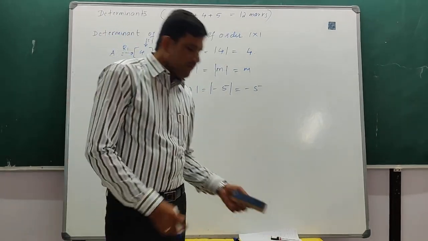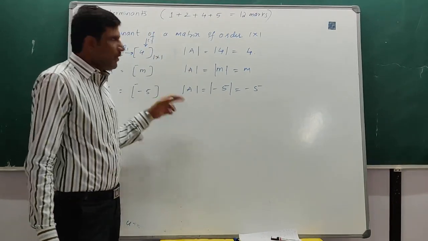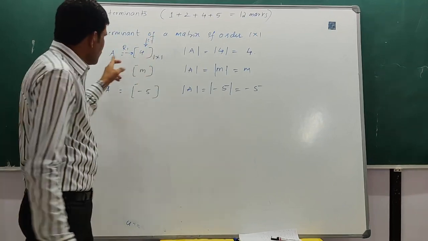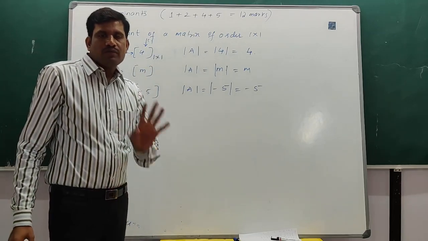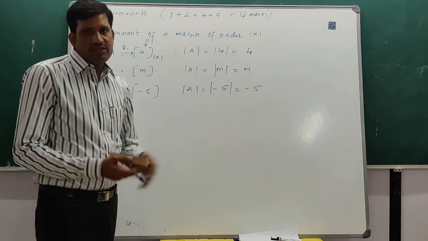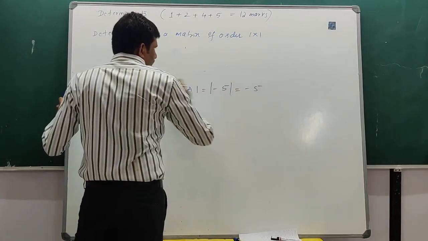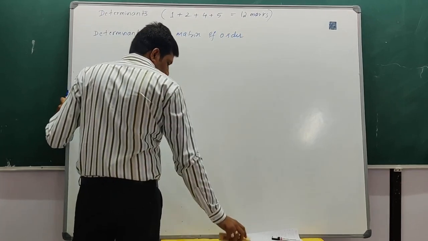So then how to find the determinant of a 1 cross 1 matrix? It has only one element. How is it one element? There is only one row and only one column. So when there is only one row and one column, the matrix will have only one element. That element itself is the determinant value.